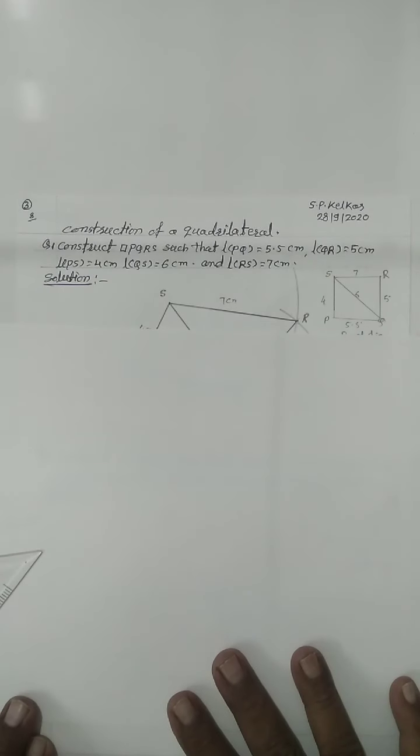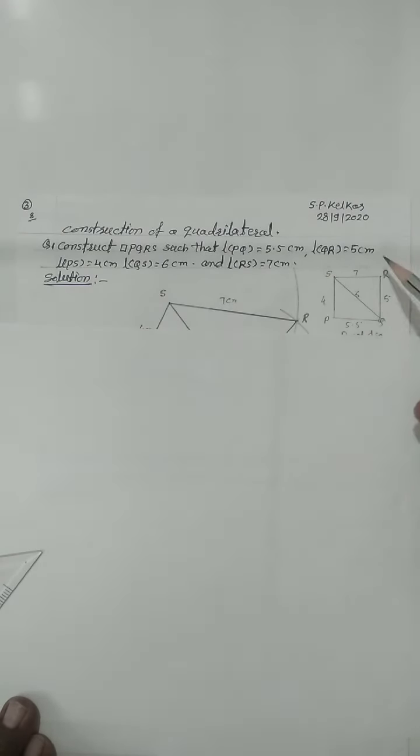Today we are going to study the construction of quadrilateral. We know the quadrilateral has 10 elements: 4 sides, 4 vertices and 2 diagonals. Total 10 elements are there in a quadrilateral.